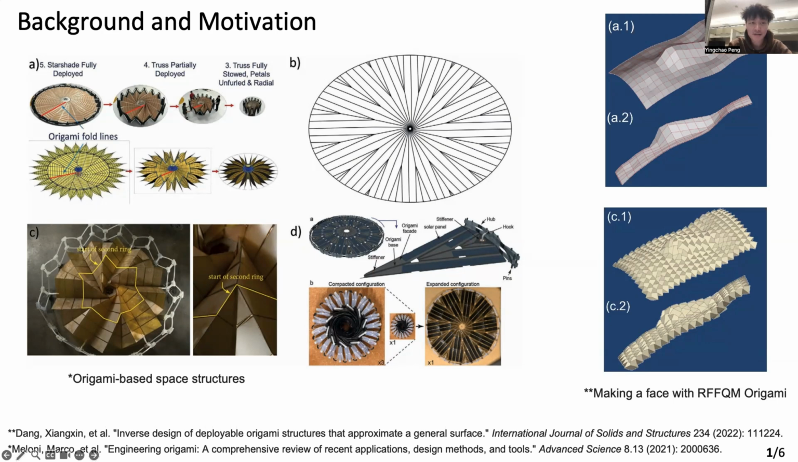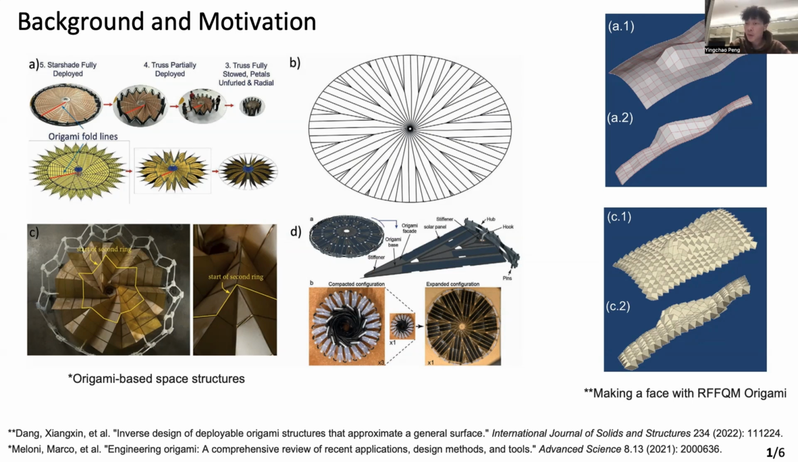The left side is a really famous origami-based space structure that is capable of deformation. It is star-shaped. And the right side is one potential application for rigid flat-foldable quad mesh origami structures. It's like researchers are trying to simulate the human face by folding the origami pattern. The human face is really complicated, so the task is really challenging.